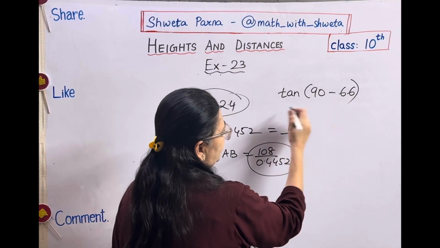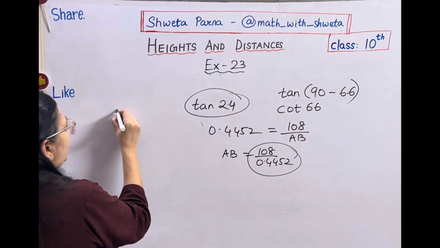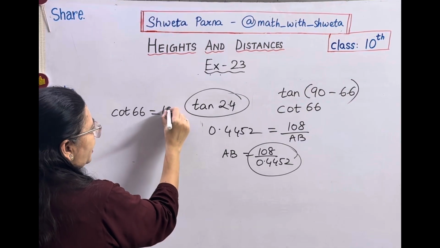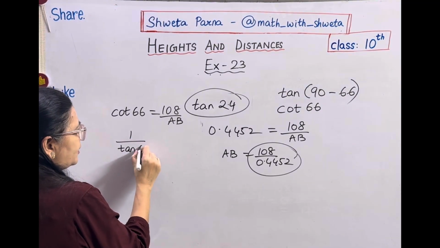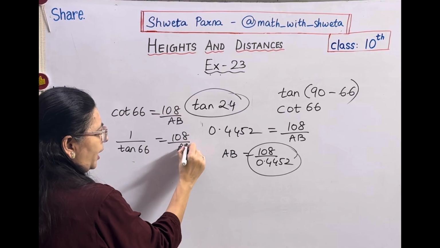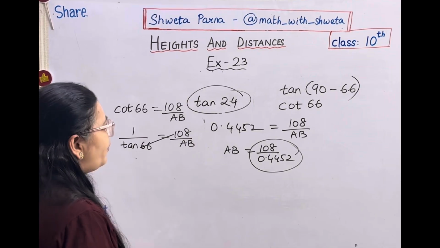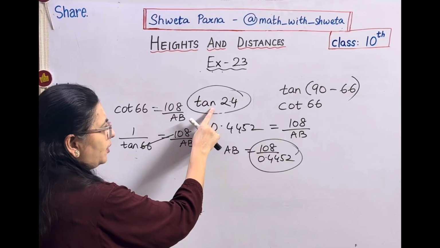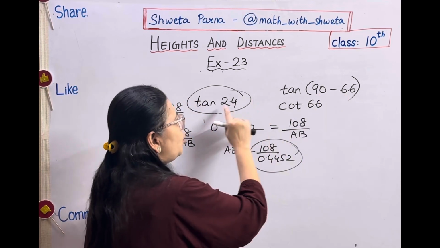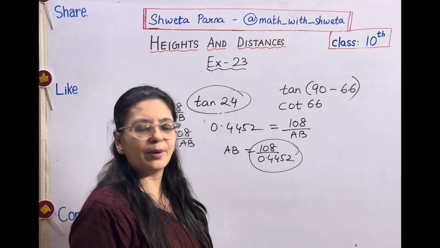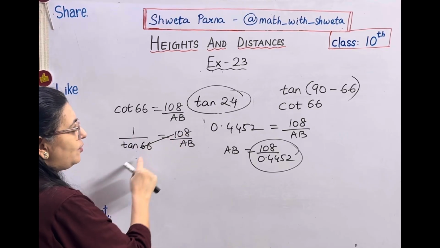So tan 24 can be written as cot 66. Now if you write cot 66, so what is cot 66? Cot 66 is equal to say 108 upon AB. Cot 66 is what? 1 upon tan 66 is equal to 108 upon AB. Now whatever value you get for tan, it's easier to multiply than to divide. Whenever you get anything where you are dividing, convert the tan to cot by using the complementary trigonometry ratio. 90 minus what you have to get 24. So what is cot? Cot is 1 upon tan. Now when you get the value for tan, it's easier to multiply.